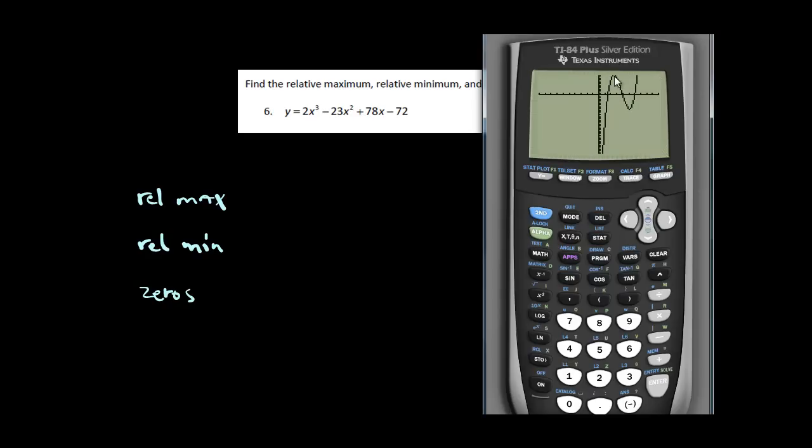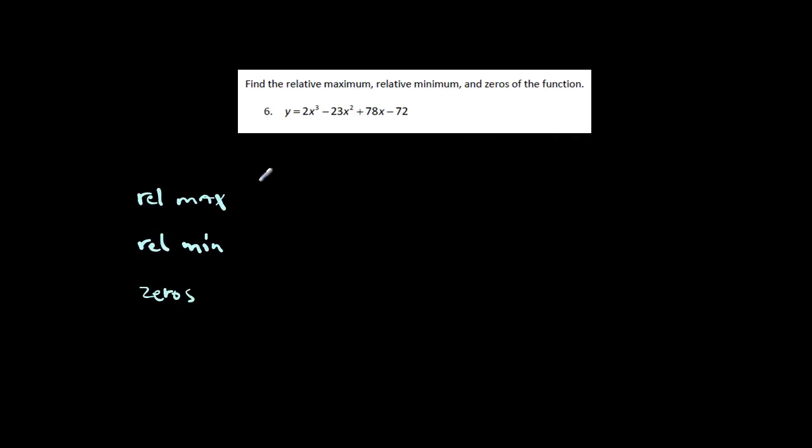So let's just extend it a little bit higher on the max here. So we'll go the y max, let's just go to 20. So we have the relative max, the relative min, and our 3 zeros here, here, and here. So let's do the relative max first. So that's to the left, to the right, and then enter. So 2.53 comma 10.5. That's your relative max.